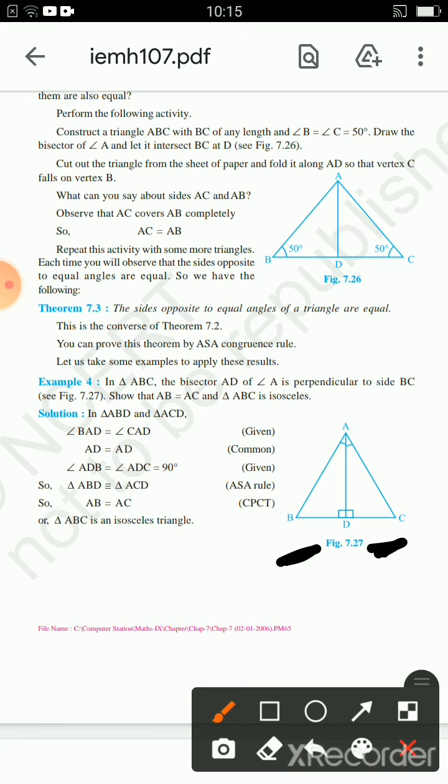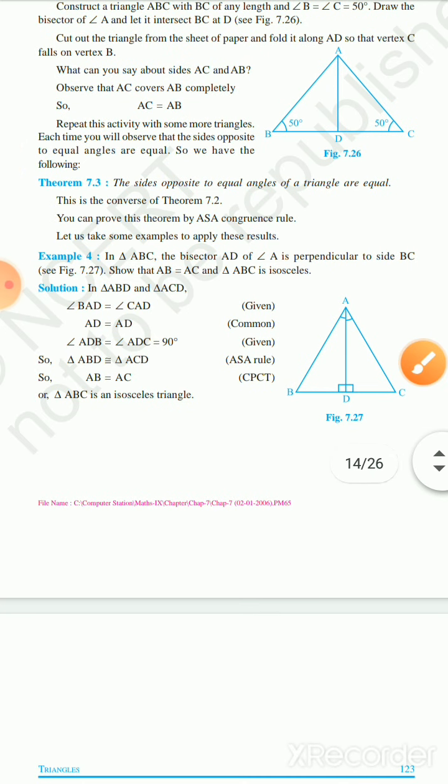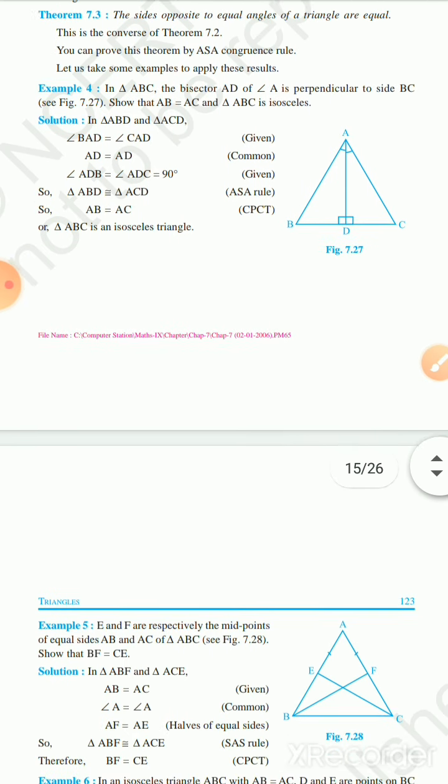AD is equal to AD, which is common. Angle ADB is equal to angle ADC, 90 degrees. It is also given to you. So the triangles are congruent by angle side angle. Why angle side angle? Because the two angles and the side between them are equal in both the triangles. So the triangles are congruent by angle side angle, and hence side AB is equal to AC by CPCT. When the two sides are equal, the triangle is an isosceles triangle.